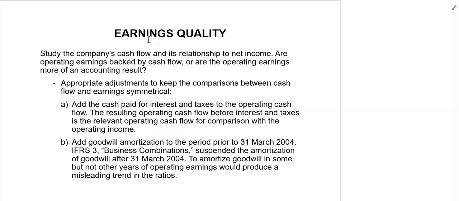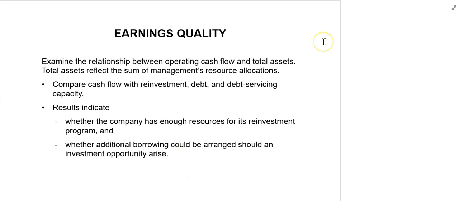To assess earnings quality, the analyst must study the company's cash flow and its relationship with net income. It must be assessed whether operating earnings are backed by the cash flows or whether these are just mere accounting numbers. The analyst has to make appropriate adjustments to keep the comparison between cash flows and earnings consistent. As operating income includes both interest and taxes, the analyst must add the cash paid for interest and taxes to the operating cash flow. This will make the operating cash flow comparable to the operating income for comparison purposes. This second adjustment is no longer relevant given that it was way back in 2003-2004. Also, examine the relationship between operating cash flows and total assets.